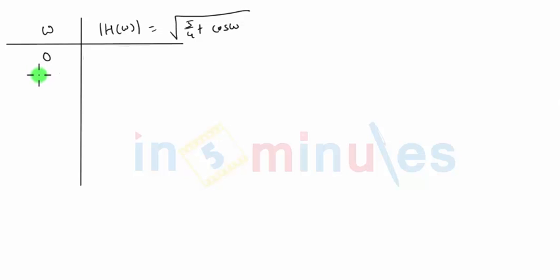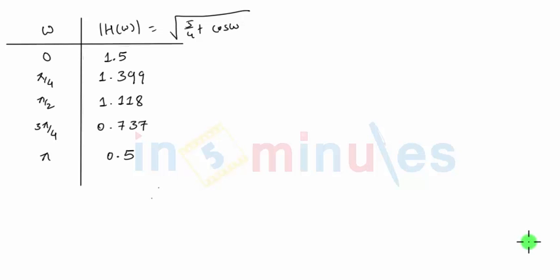So let's take a few values like 0, pi by 4, pi by 2, 3 pi by 4 and pi. For these values, I'll put them here in place of omega and then evaluate mod h of omega. So this is how the values of mod h of omega will come out to be.